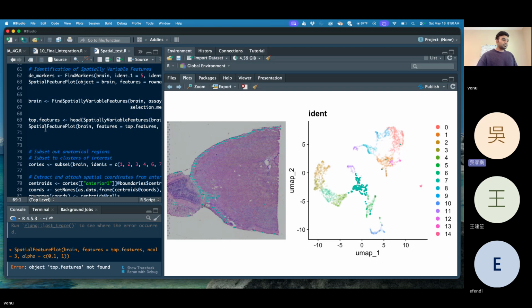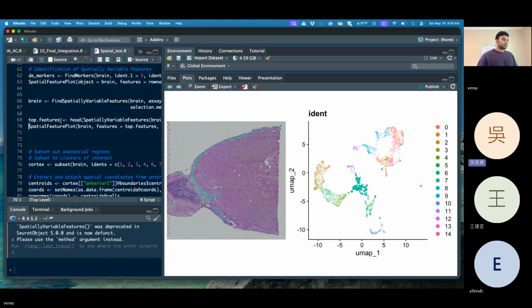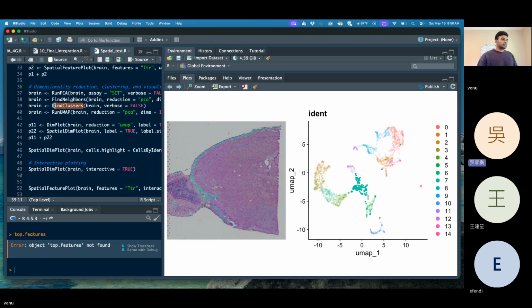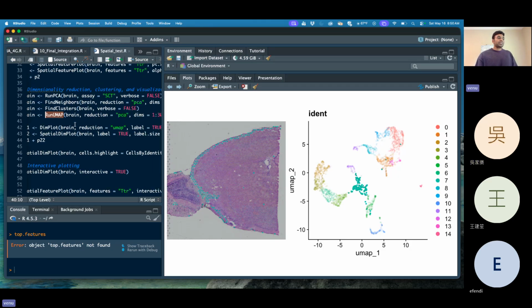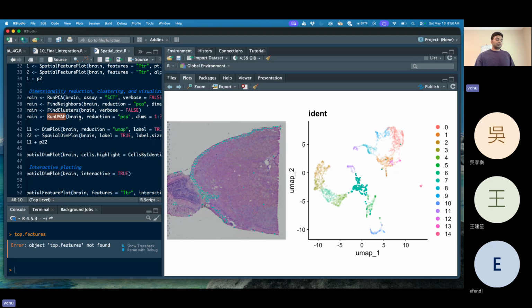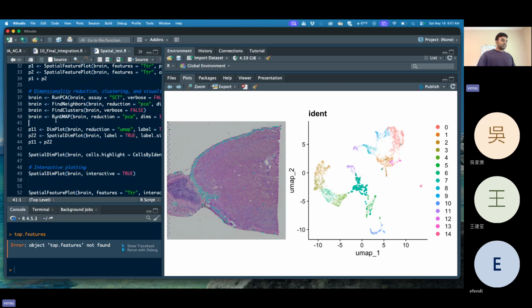Now you have a command, something like find clusters, and you also have a command called run UMAP. So are you using the Louvain algorithm here? Yes. So these two commands have graph-based clustering within the code, as I mentioned earlier. They use graph-based clustering using the Louvain algorithm. This is an inbuilt one, so if we want, we can change it, as there are parameters.